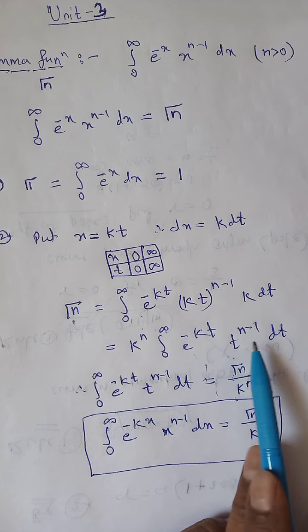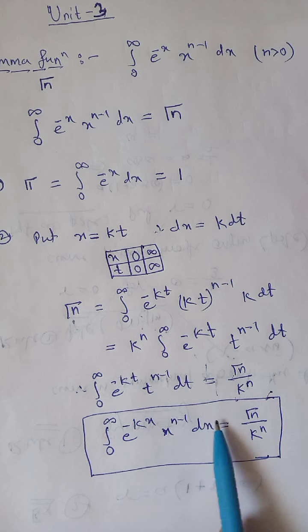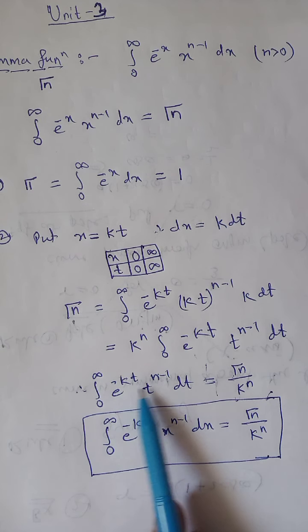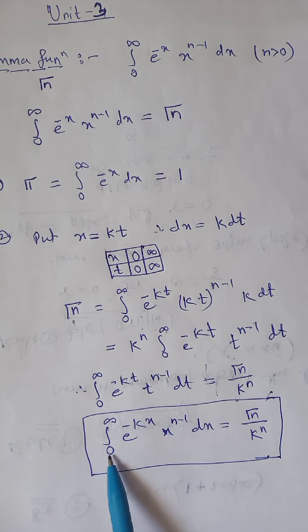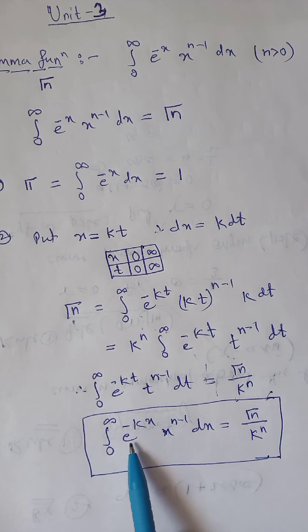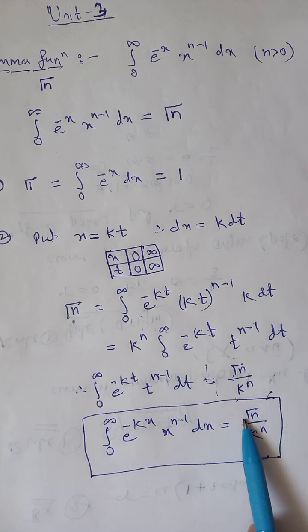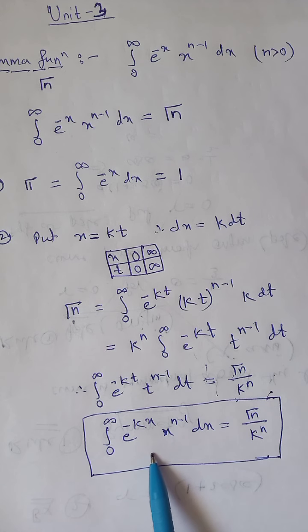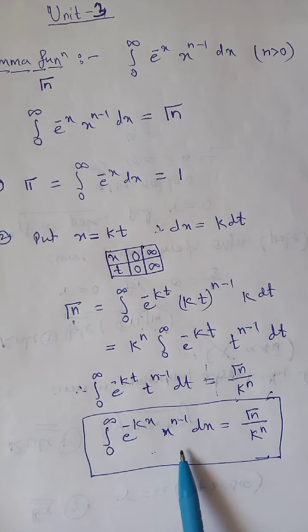Therefore, the value of this integration is gamma n by k to the power n. You transfer this k to the power n to this side. And we know that change of variables is immaterial in definite integration. So we'll replace this t by x. So integration from 0 to infinity e to the power minus kx, x to the power n minus 1 dx is gamma n by k to the power n. And this result is important to evaluate the integrations. Okay. So either we'll use this definition or this transformation.